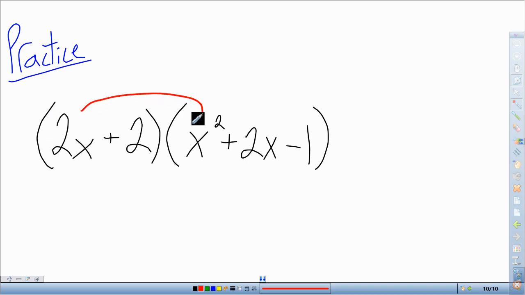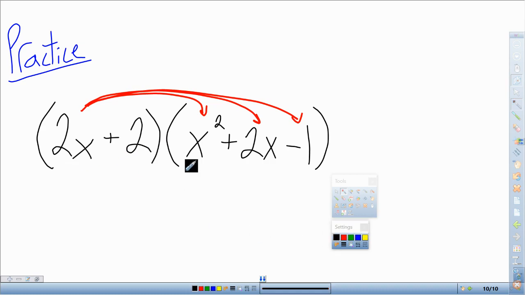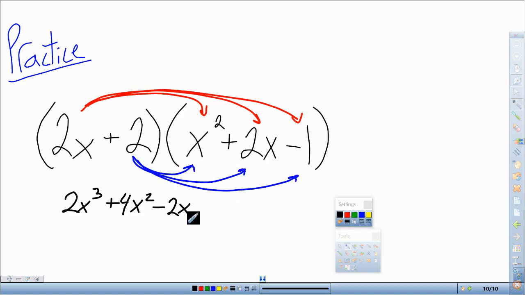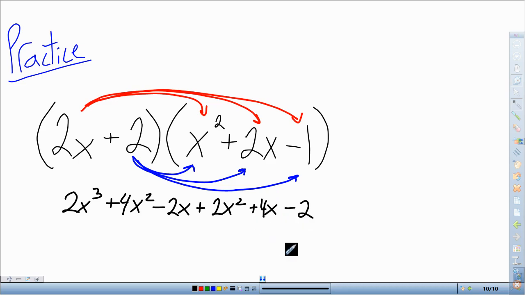Okay, so starting with the 2x, I'm going to distribute it into the parentheses. 2x times x squared gives me a 2x cubed. 2x times 2x is a positive 4x squared. 2x times negative 1, negative 2x. Okay, moving on and distributing the 2 into the parentheses. 2 times x squared is a positive 2x squared. 2 times 2x, positive 4x. 2 times negative 1, negative 2. Okay, and I'm going through this pretty quick. These are easy to make mistakes with, especially with multiplying the variables together. Take your time, make sure you're not fumbling along.